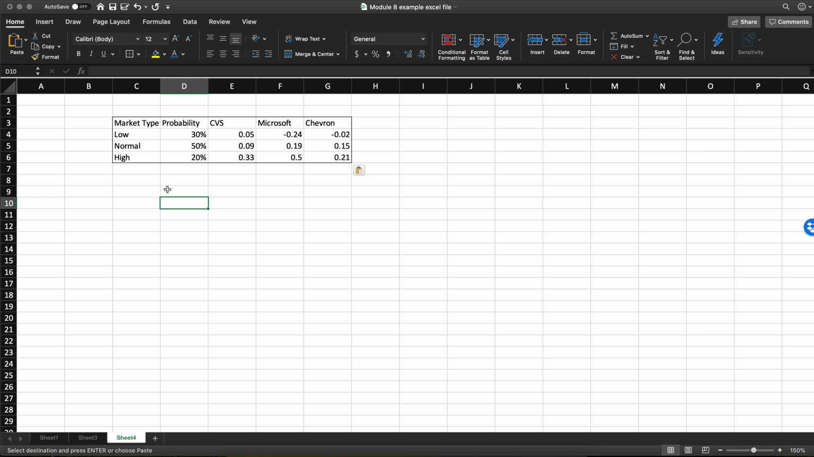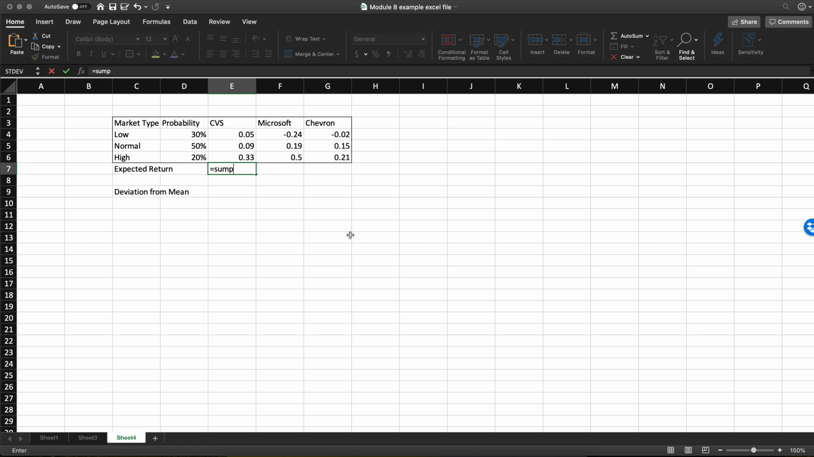Okay, so this is what we started with. On this video, let's do the expected return, and then the deviation from mean, and we'll start there. Okay, so the first thing is sum product. This is one of the handiest formulas that one can have.